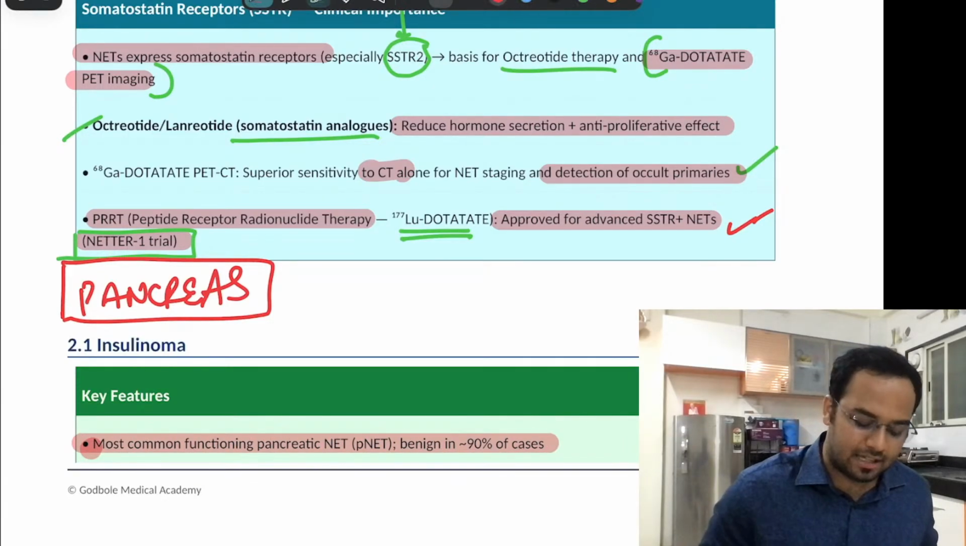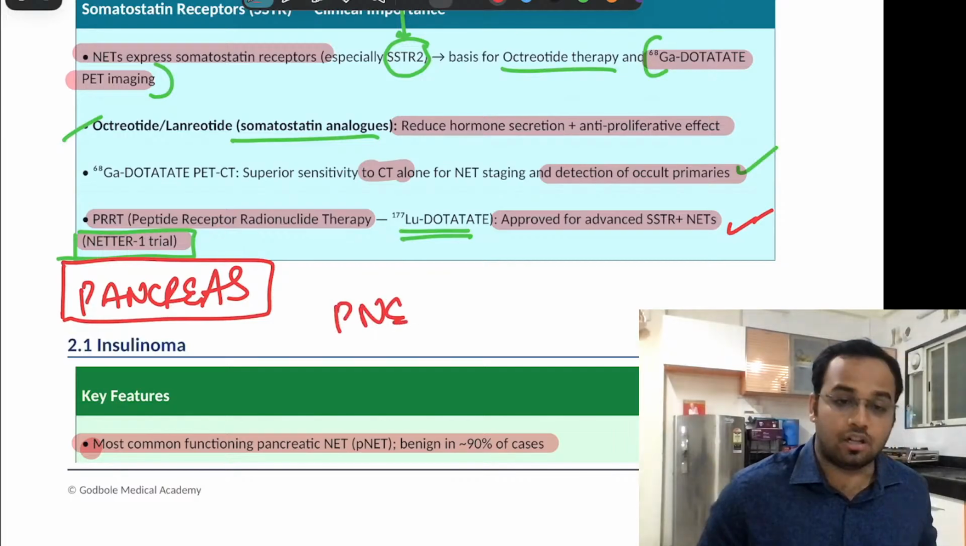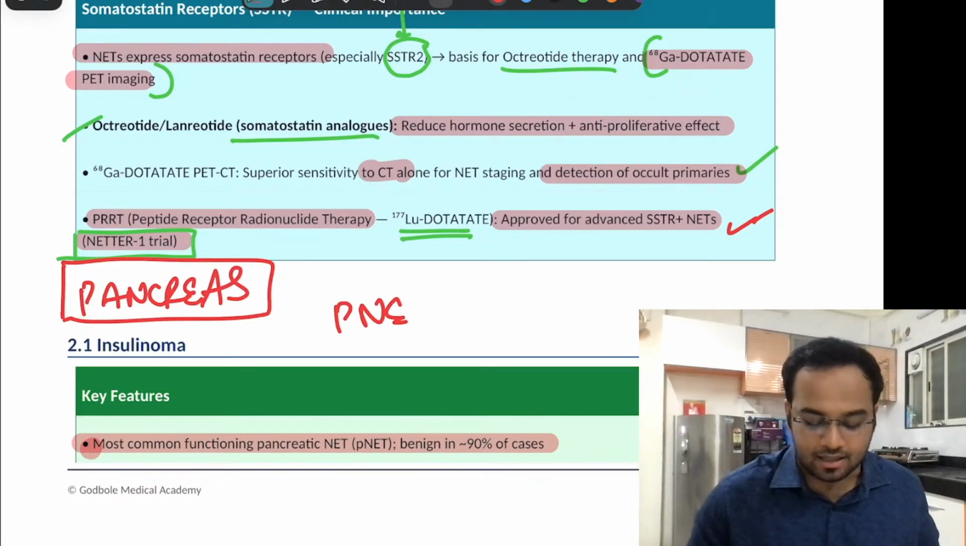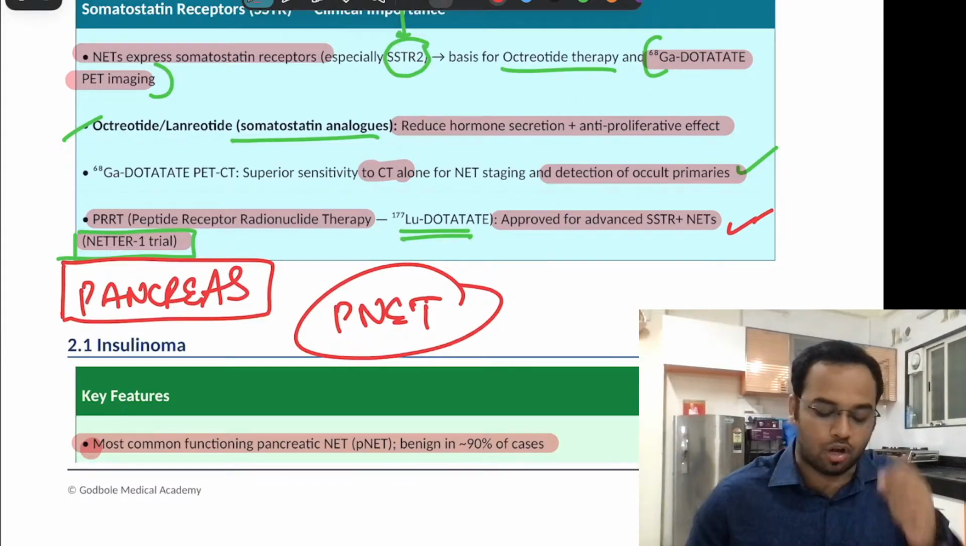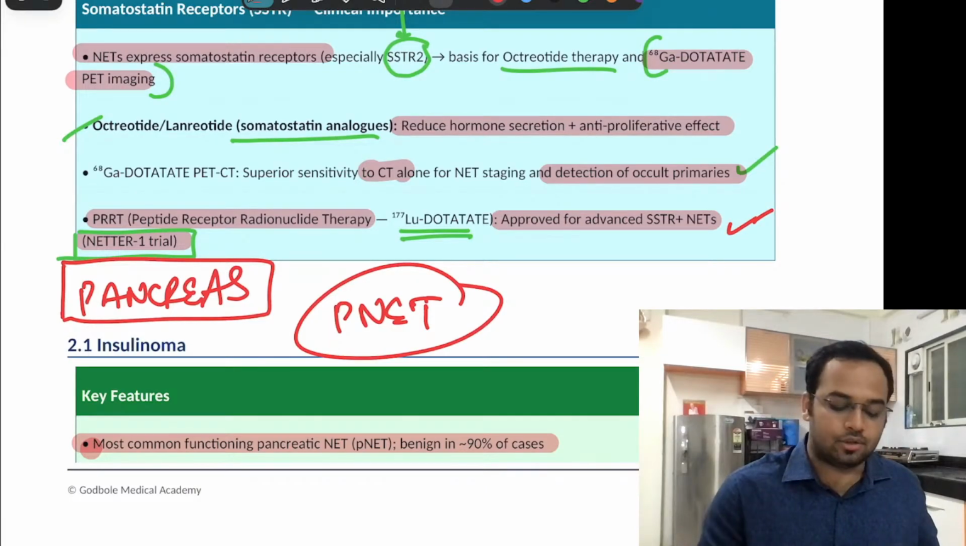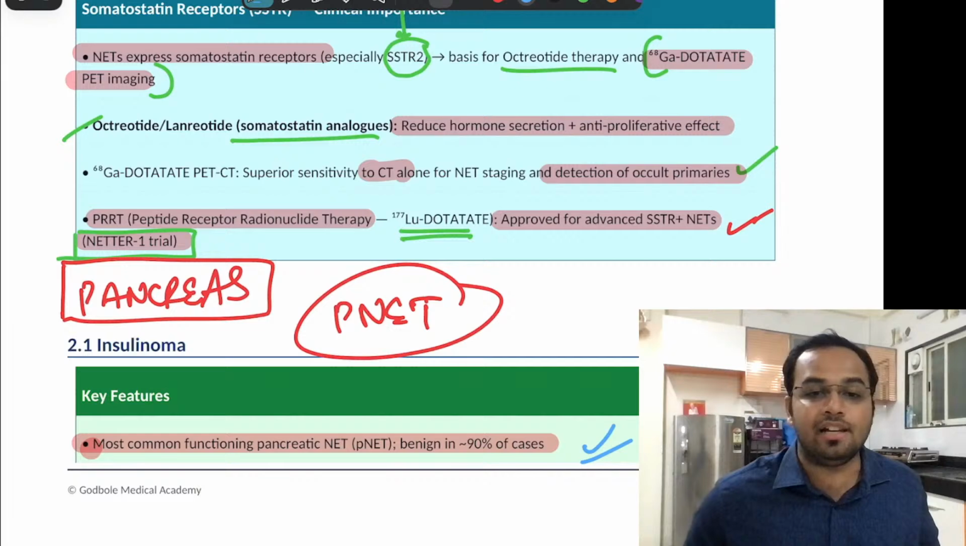So it is also called a PNET. What is a PNET? It is not a peanut, it is nothing to eat. It is a pancreatic neuroendocrine tumor, and the most common pancreatic neuroendocrine tumor is going to be your pancreatic insulinoma.